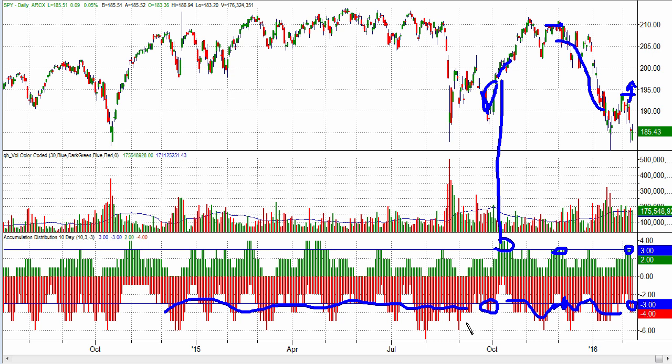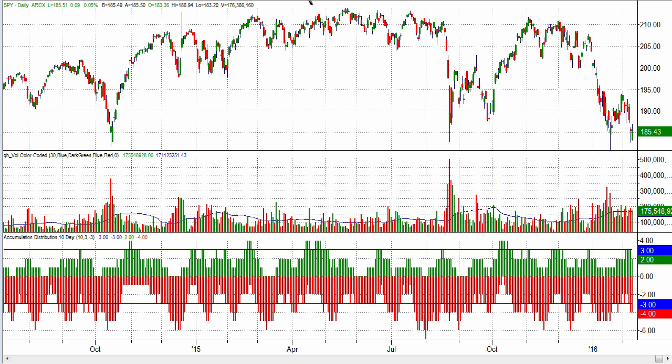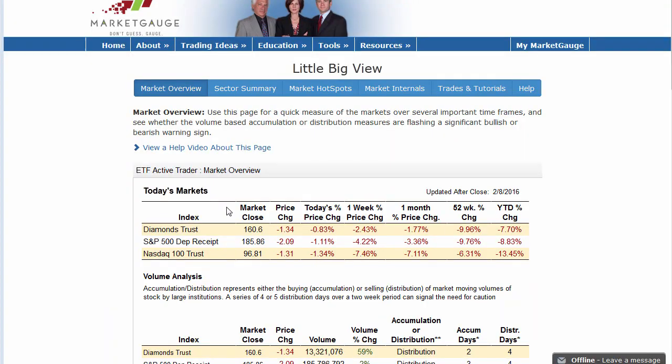So how are you going to use this if you don't have the chart? Well, one, you could go to our little big view section and you can see the accumulation number. And two, you can just take a quick look at the chart when it's at a critical area and count back and see how many days the volume has been positive or negative relative to the prior day. Hopefully we'll get this chart up on the site at some point so you can just watch it. But in the meantime, you can see the accumulation or distribution number right here on our site.